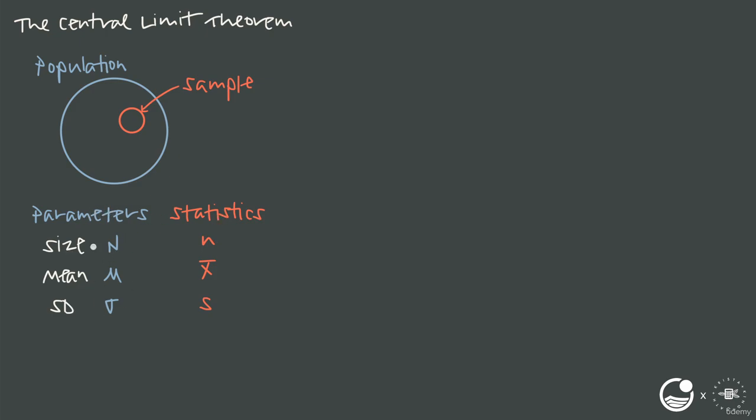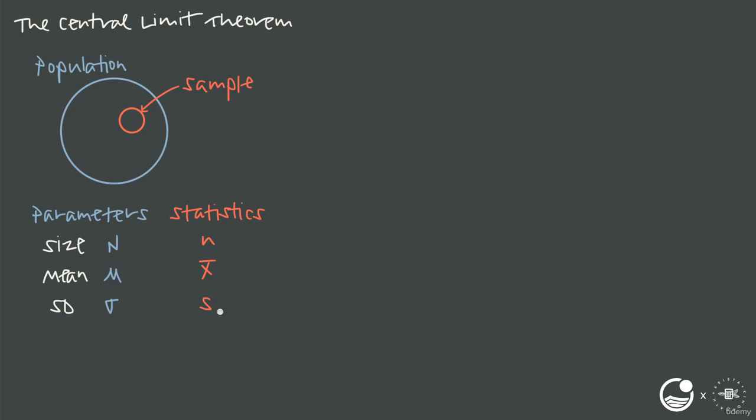And we've already looked at these values before. The size of the population is given by capital N, whereas the size of the sample is given by lowercase n. We indicate the mean of the population and sample with mu and x bar, respectively, and the standard deviations of population and sample are given by sigma and s.